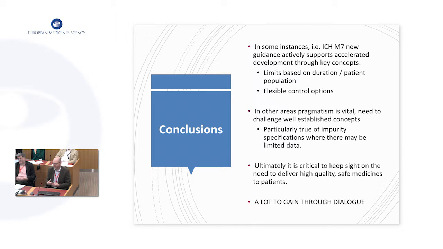And also as well, if you relate that then to normal impurities, this is perhaps where the more challenging area is, that pragmatism is vital, and we perhaps do need to challenge some well-established concepts, particularly that within Q6A of mean plus 3 standard deviations. This is where I think ultimately we need to keep sight on the fact that we want to deliver that high-quality, safe medicine to patients, but we want to be able to deliver it. We don't want to find that we get a breakthrough status and then all of a sudden we're seeing OOSs regarding a particular impurity because we've artificially constrained that limit for it.